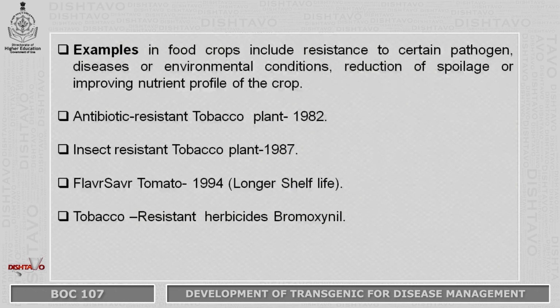Now, we will see the examples. In the year 1982, an antibiotic-resistant tobacco plant was produced. In 1987, an insect-resistant tobacco plant was produced. Next, to increase the shelf life, a tomato variety called Flavr Savr was produced in 1994. Again, a herbicide-resistant tobacco plant was produced, which was resistant to bromoxynil herbicide.